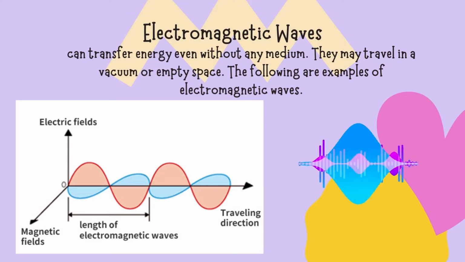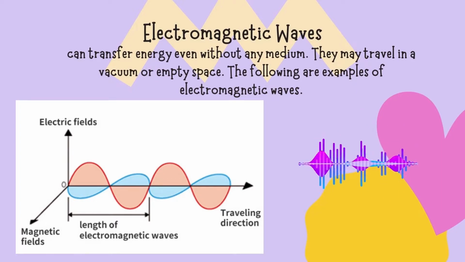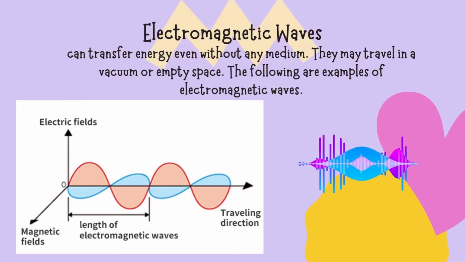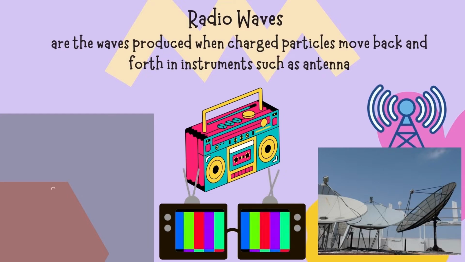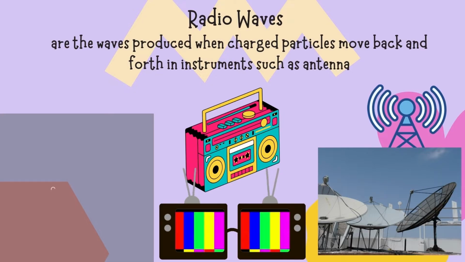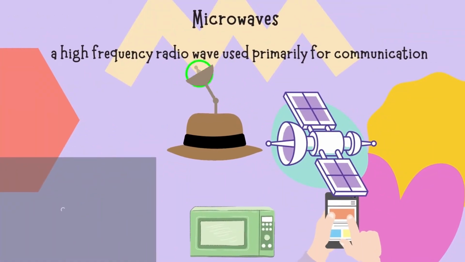Electromagnetic waves can transfer energy even without any medium. They may travel in a vacuum or empty space. The following are examples of electromagnetic waves. Number 1. Radio waves. These are the waves produced when charged particles move back and forth in instruments such as an antenna. Number 2. Microwaves. A high-frequency radio wave used primarily for communication.